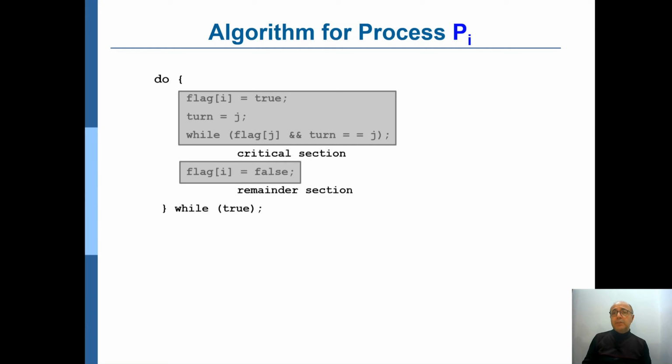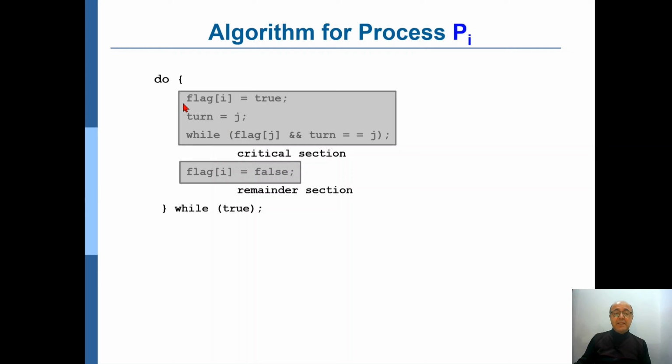So the algorithm is quite simple. When a process wants to enter its critical section, before entering it, remember, in the critical section we have something like, for example, counter plus plus. Okay? So before doing that, you have to run these 3 lines here.